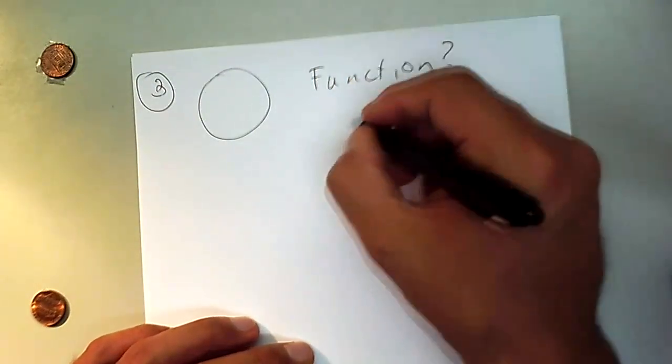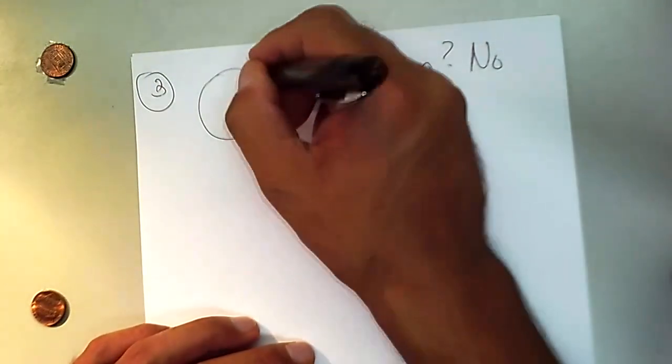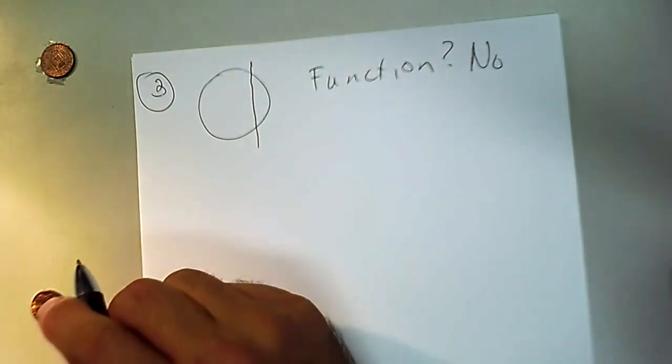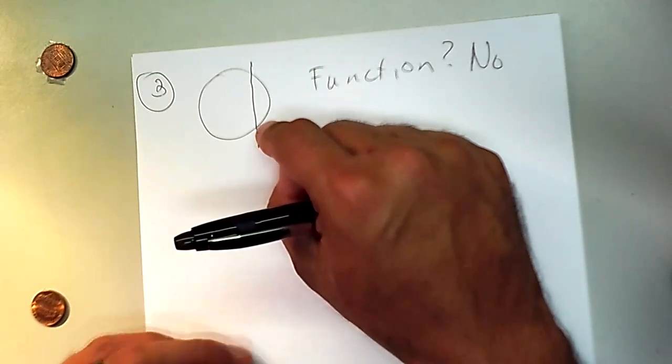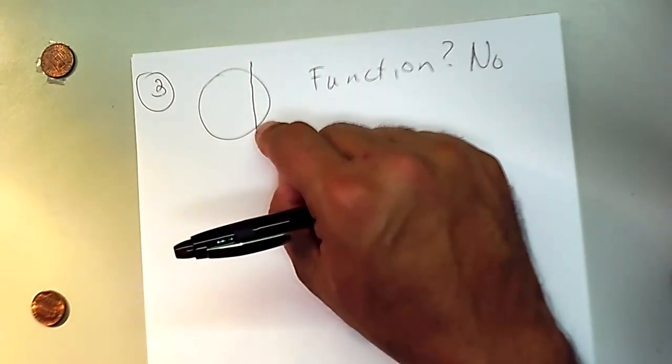Function? Of course, no. Why not? Because we can draw a vertical line which will cross the graph at 2 points. So the answer is no.